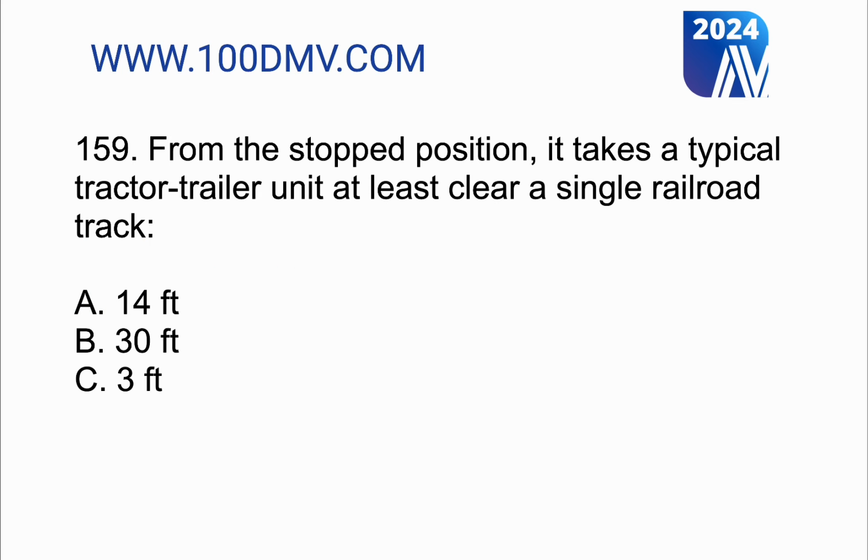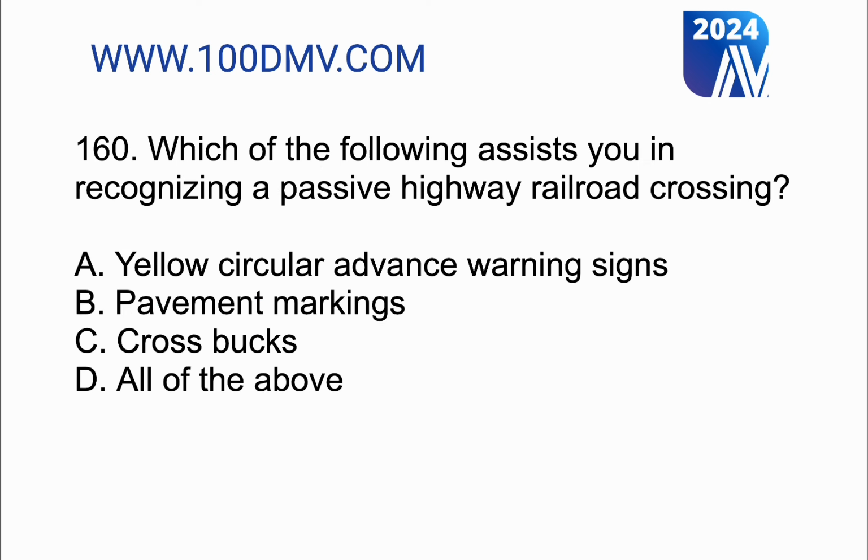159. From the stopped position, it takes a typical tractor-trailer unit at least how far to clear a single railroad track? A. 14 feet. B. 30 feet. C. 3 feet. The correct answer is A. 14 feet.